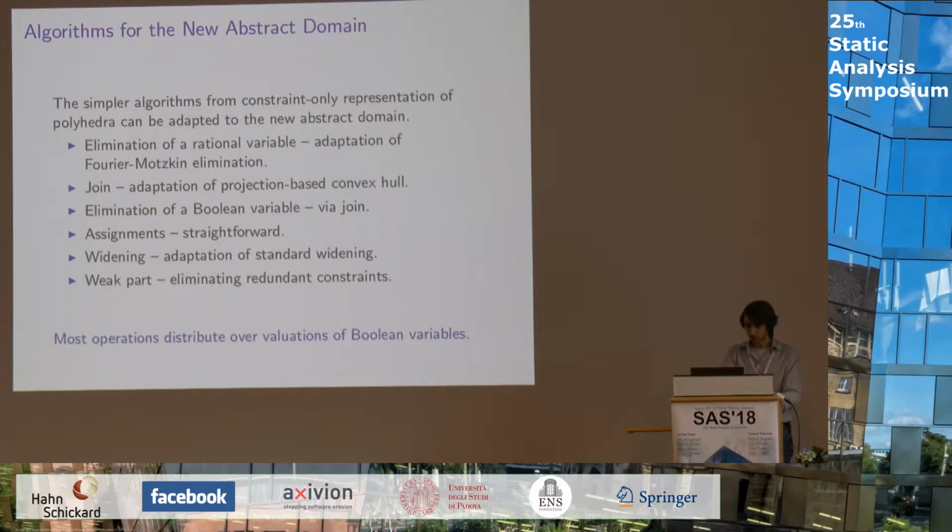So, all right, indeed it's not very difficult to adapt simpler algorithms for constraint-only representation to work with this kind of constraints. When we eliminate a rational variable, we will adapt Fourier-Motzkin elimination. When we do join, we will adapt projection-based convex hull. Elimination of a Boolean variable uses join. Assignments are straightforward. Widening would be an adaptation of standard widening. The open part here is how we eliminate redundant constraints, and this is for now more of a thing for future work; we do it soundly, but not very smartly, I guess.